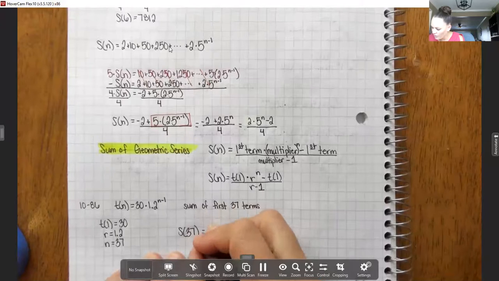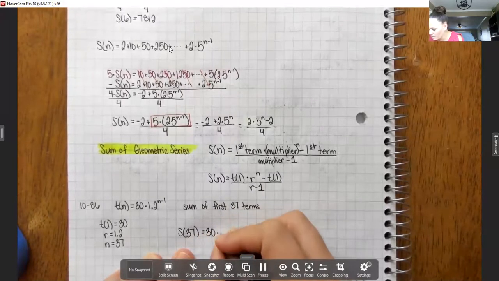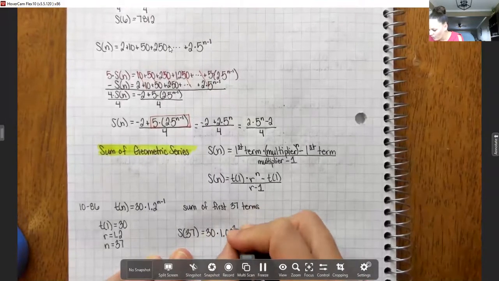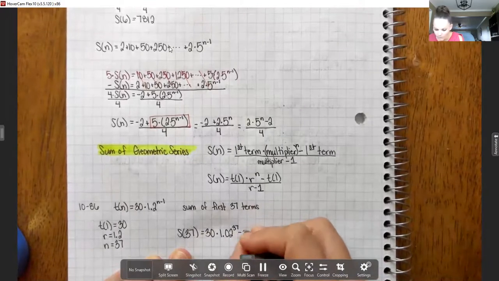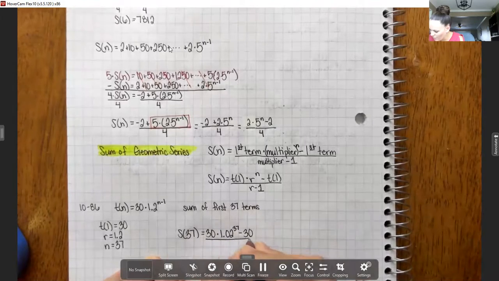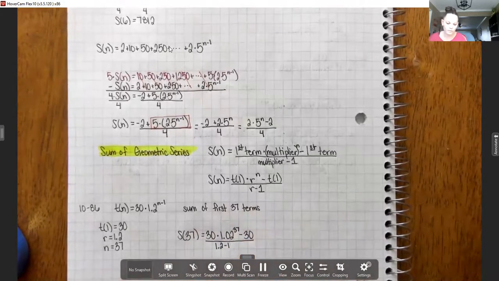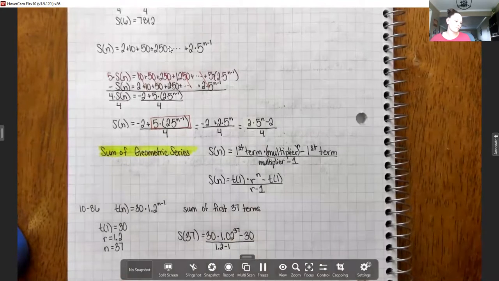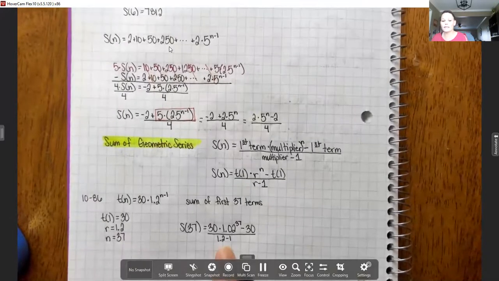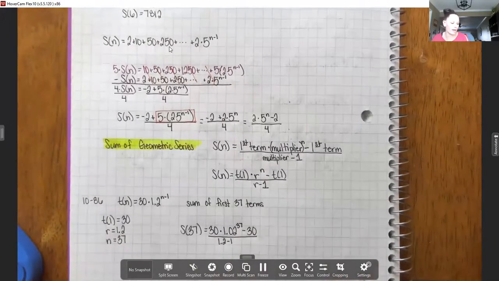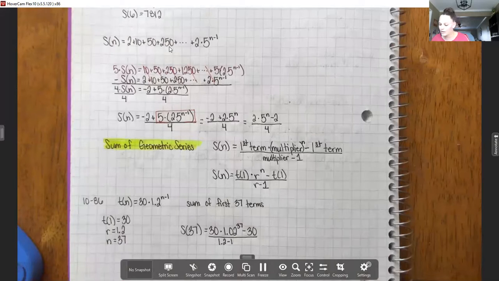So S of 37 equals the first term 30 times the multiplier 1.02 to the power of 37 minus our first term 30, all divided by 1.2 minus 1. So you can plug this into your calculator. If you want to plug it in one step, you have to be very careful with your parentheses. I don't recommend doing it in one step. Most people tend to make mistakes when they do it that way, but you are welcome to try. But I would do the numerator and denominator separately.